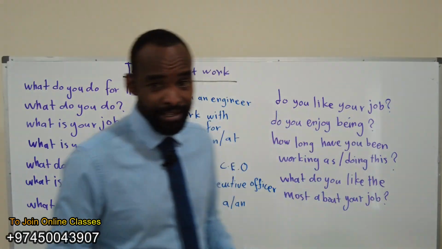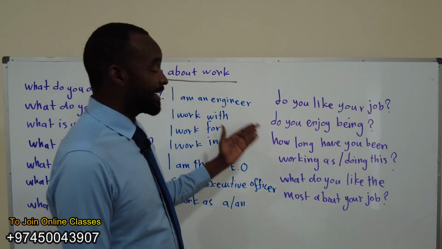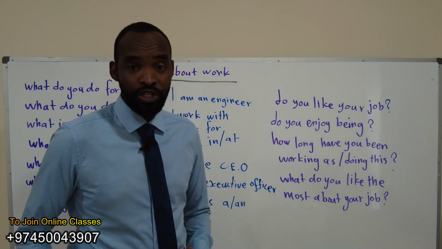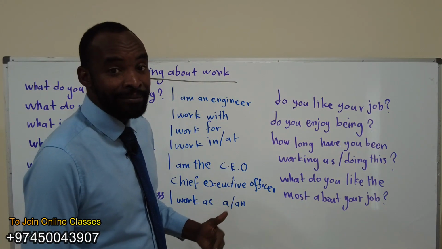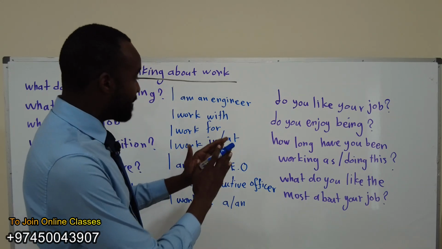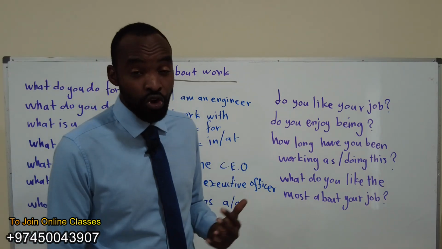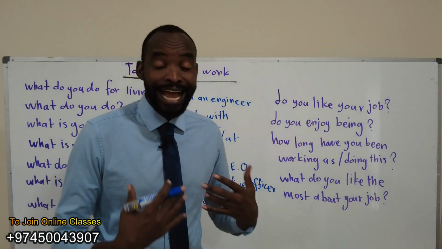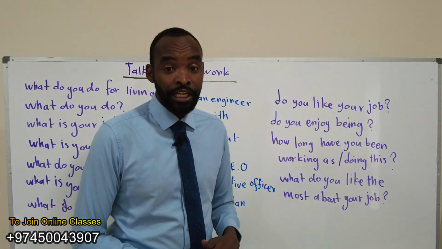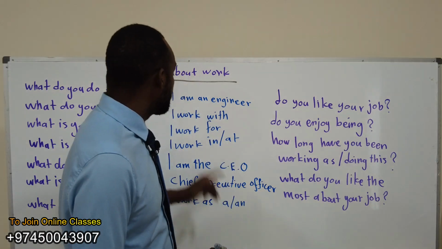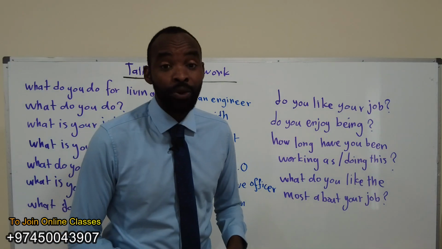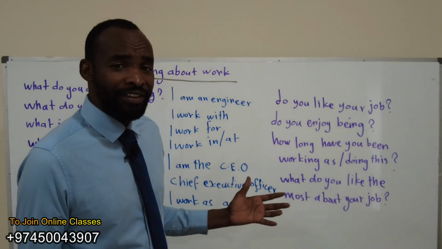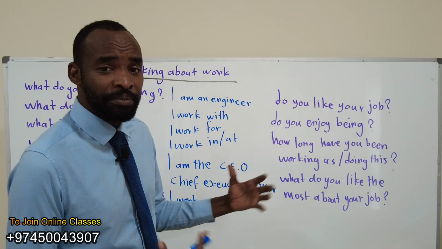Let's check some answers. I am an engineer. If somebody asks you all these questions, you will definitely say, I am an engineer. That means your job is an engineer, and that's how you answer what do you do for a living. I work with, I work for, I work in, or I work at. These all have the same meaning, but people use them differently.